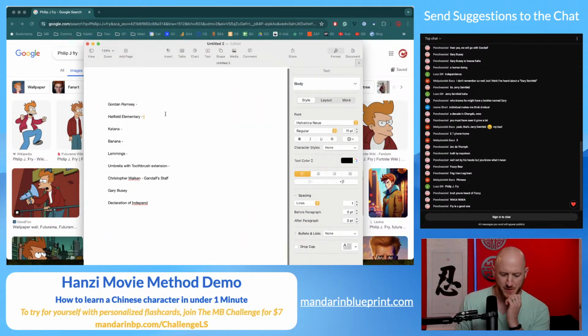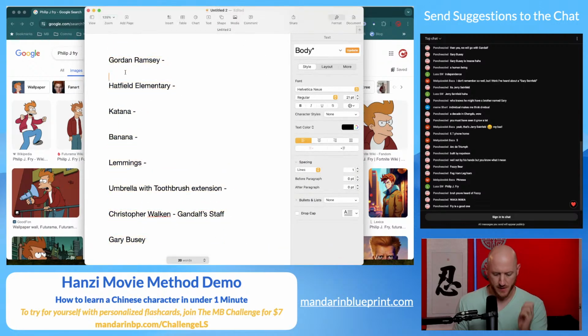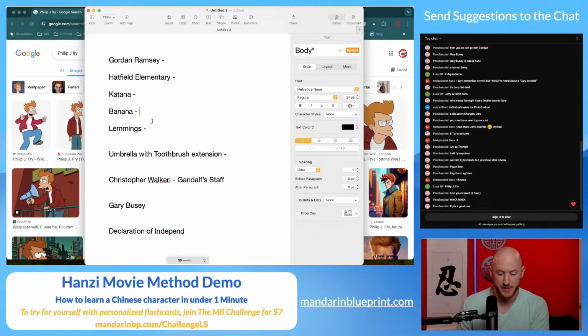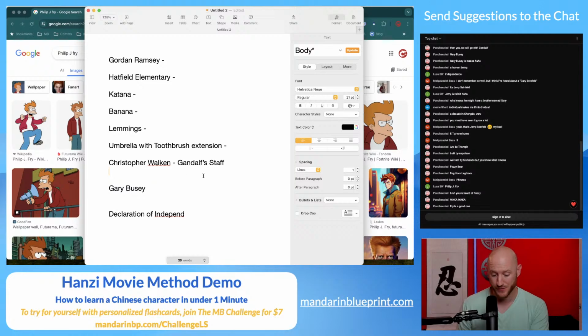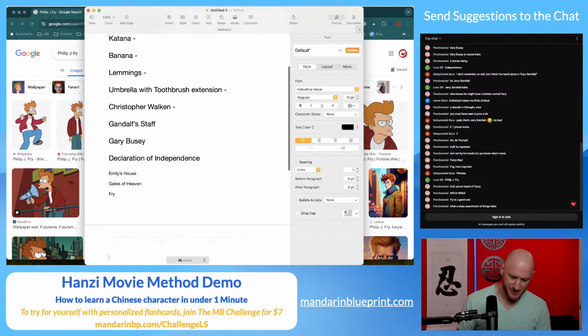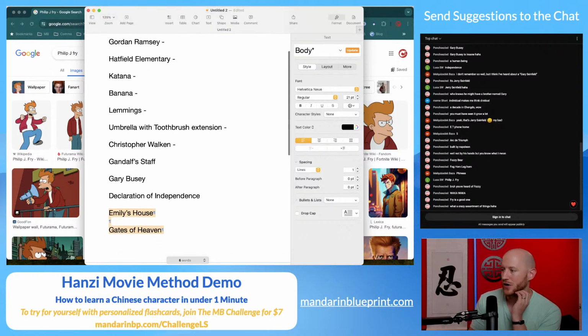Okay, so here's what we have. We have Gordon Ramsay, and I'm going to make this bigger so you guys can see. We have Gordon Ramsay representing an R man. We have Hatfield Elementary, or whatever your elementary school is. We have a katana, a banana, lemmings, an umbrella with toothbrush extension, Christopher Walken, Gandalf's staff, Gary Busey, the Declaration of Independence, and then we have Emily's house, which is just for me; it could be any E place for you guys. The Gates of Heaven and Fry. All right, so that's what we have so far.